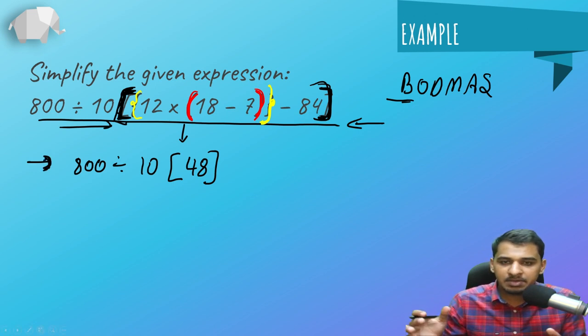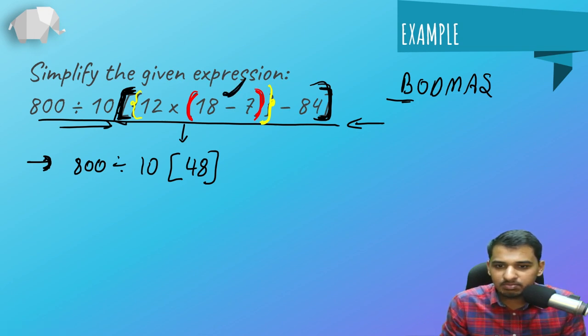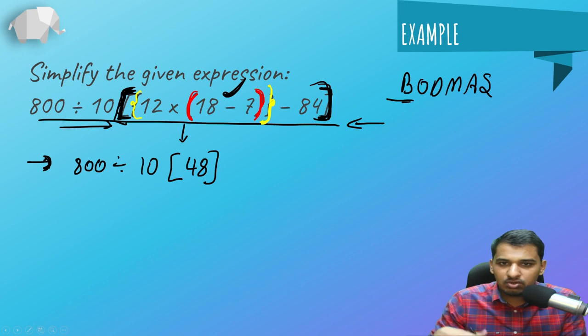So in case of multiple brackets, you will start with the innermost bracket, which was the red one. Then you will go towards the outside. So you will have to start from inside and move outward. This is how you will do it.